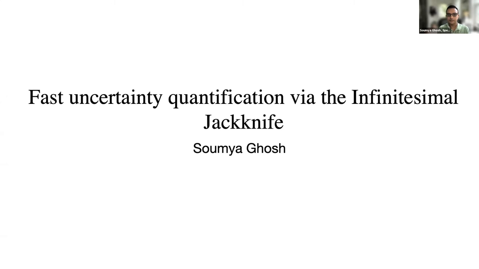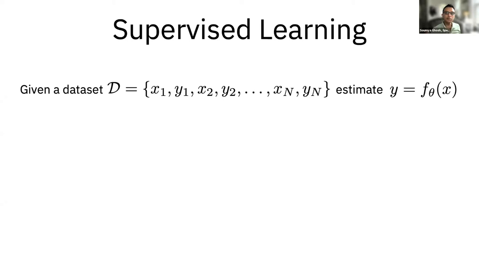We are given some data set D, and we have n data points. The covariates or the features are denoted by X here, and the responses or the labels are denoted by Y. As standard in a supervised learning problem, we're interested in learning the functional mapping from X to Y. We're going to assume that this functional mapping is parameterized by some set of parameters theta. So if you have a logistic regression model, these are the weights of the logistic regression model, for example.